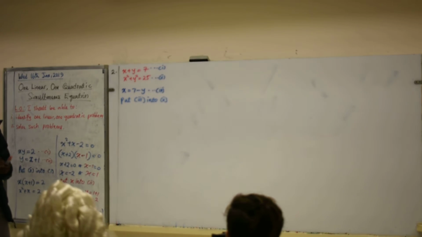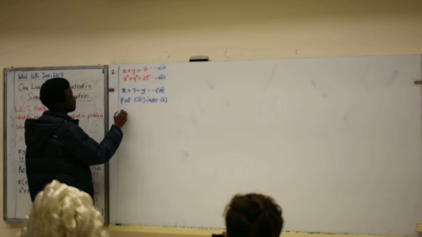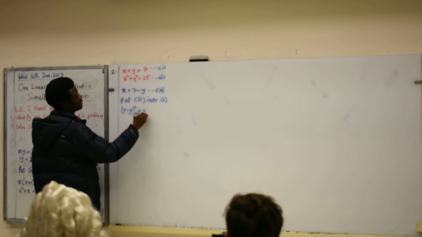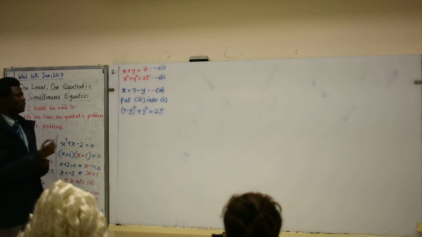Irene, don't erase now. Let's do this together. So when you put it, what do we get? 7 minus y in brackets, plus y squared equals 25. What do we do now? Then you expand the brackets.